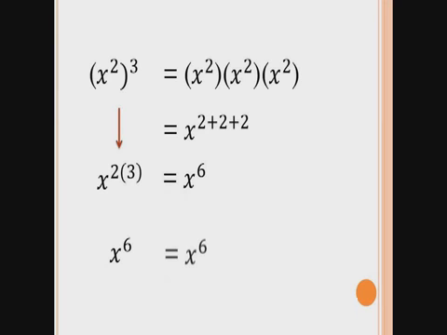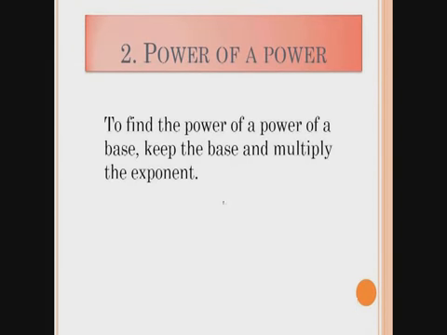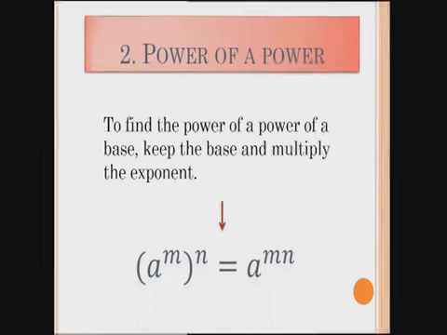If we look at the left side, we can distribute the exponent to the inside term. That will result in x to the power of 2 times 3, and x to the power of 6 on the right side. Then we can have the second rule, that is the power of a power. To find the power of a power, keep the base and multiply the exponents. That is, a to the power of m raised to the power of n is equal to a to the power of m times n.